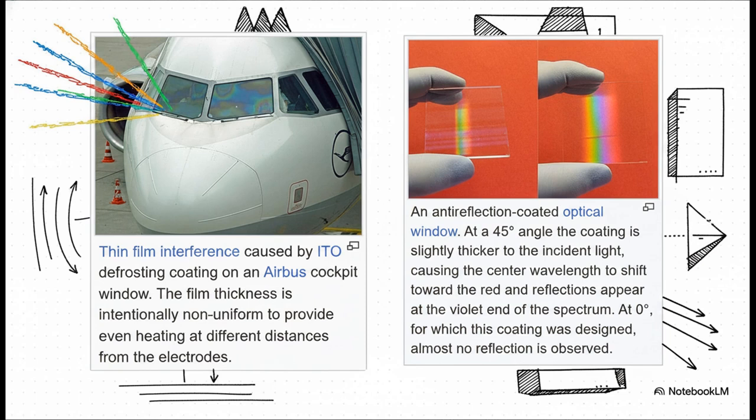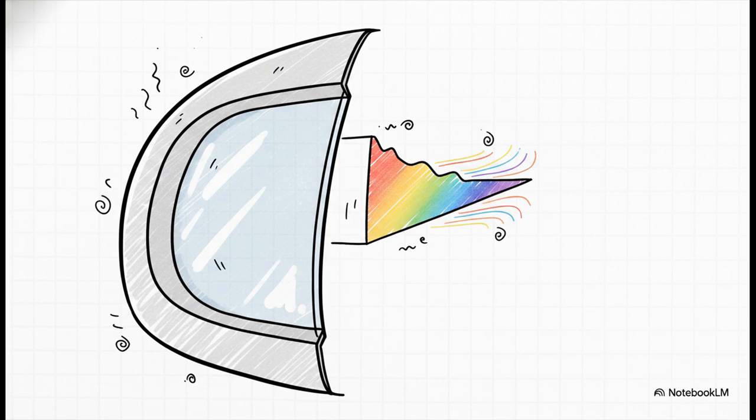Here we have two highly specialized examples: the nose of a massive Airbus commercial jet and a precision piece of optical glass. Take a look at that strange, colorful rainbow effect on the cockpit windows of the Airbus. Now, a multi-million-dollar jet doesn't just have oil slicks left on the windshield, right? That is an intentional thin film interference effect. The window is actually coated in indium tin oxide, or ITO, which acts as a defrosting heating element. Engineers intentionally make the thickness of this film non-uniform, meaning it varies slightly across the glass, so that the window heats evenly at different distances from the electrical connections. And that varying thickness creates varying interference, giving us that rainbow pattern.